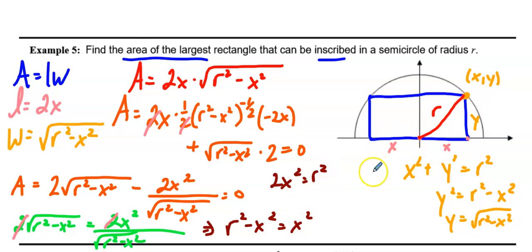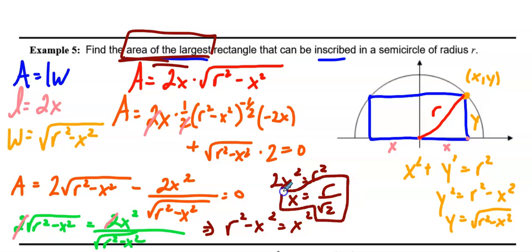So x, our distance x, remember we're trying to find the area of this thing, so we have to figure out, first of all, what x is. Well, x is going to be equal to r over the square root of 2. Okay, so that's going to be what the x term is. So ladies and gentlemen, the question is actually asking us now what is the area of the largest rectangle that can be inscribed in the semicircle.